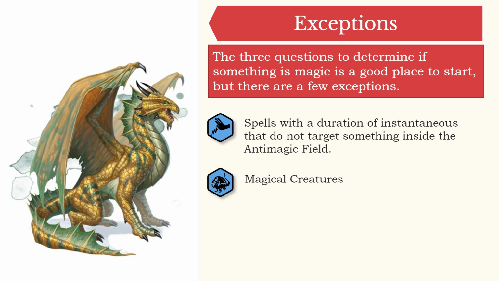The third exception to discuss is artifacts. Unlike other magic items, magical artifacts are forged from magics so powerful that they are immune to the effects of anti-magic fields and may operate as usual while within a field. And on a similar note, the magics of a deity are also too powerful to be suppressed by an anti-magic field.